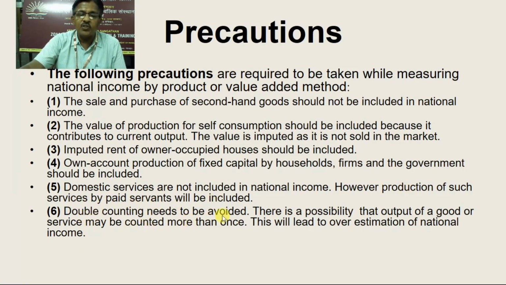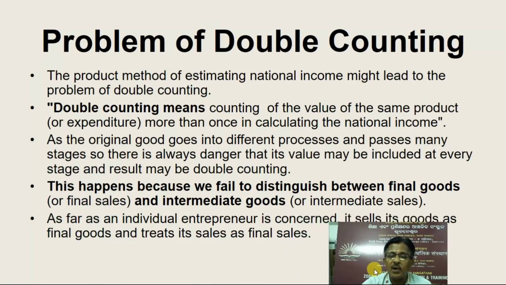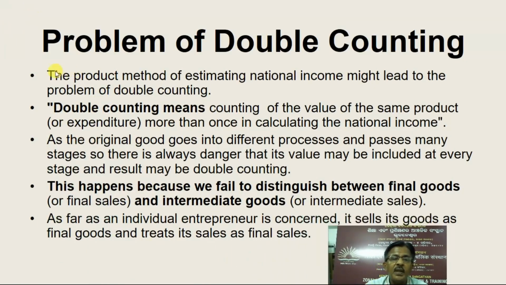Double counting needs to be avoided. There is a possibility that output of a good or service may be counted more than once. This will lead to overestimation of national income. You have to be clear about the problem of double counting. The product method of estimating national income might lead to the problem of double counting. Double counting, what does it mean?